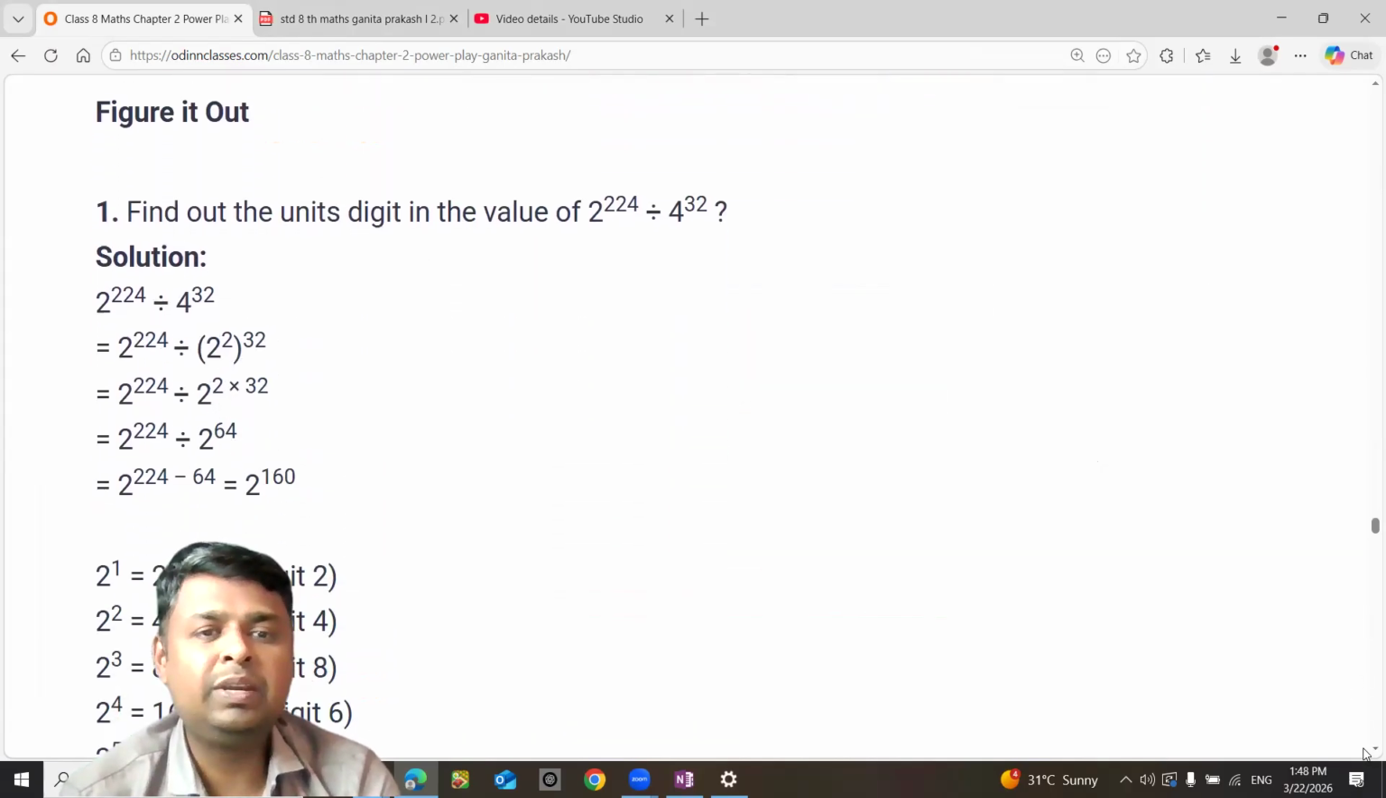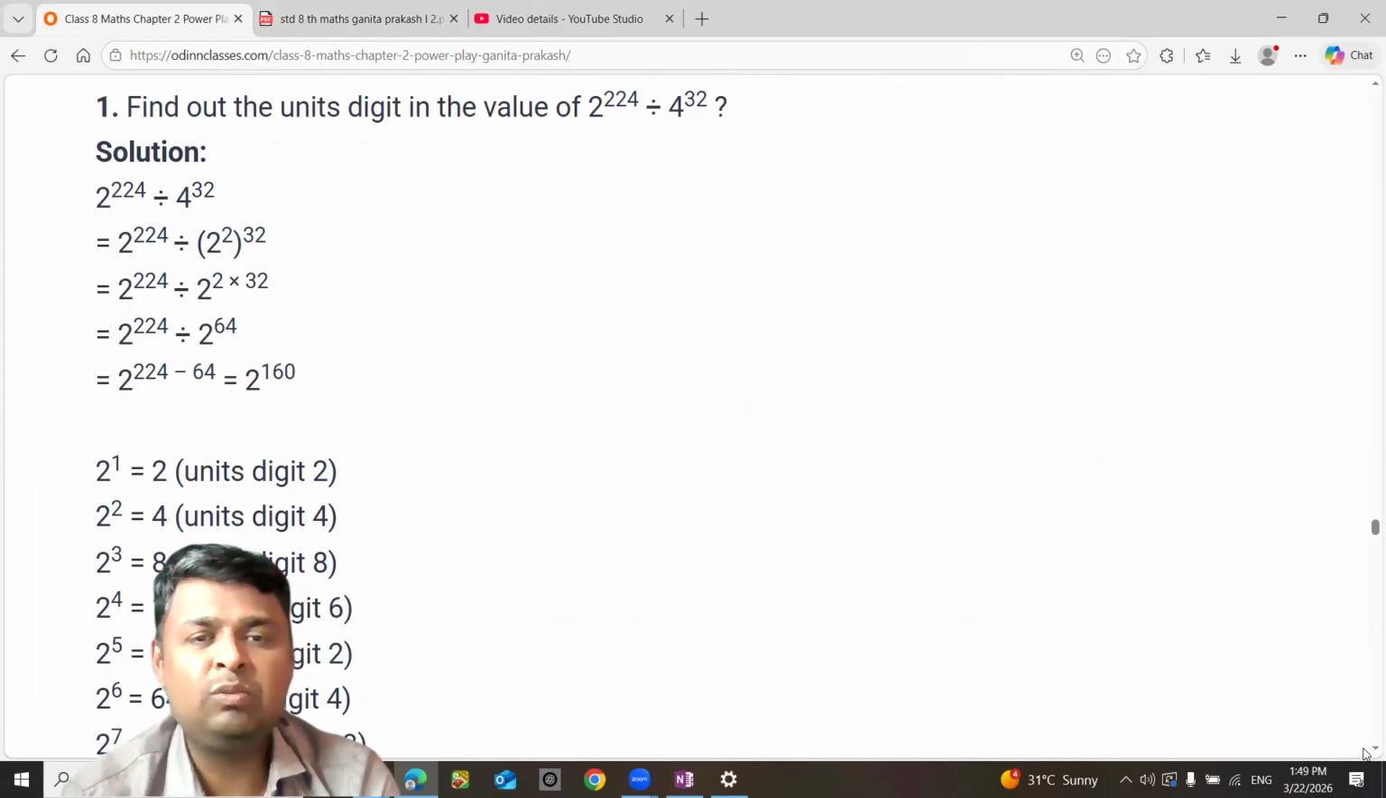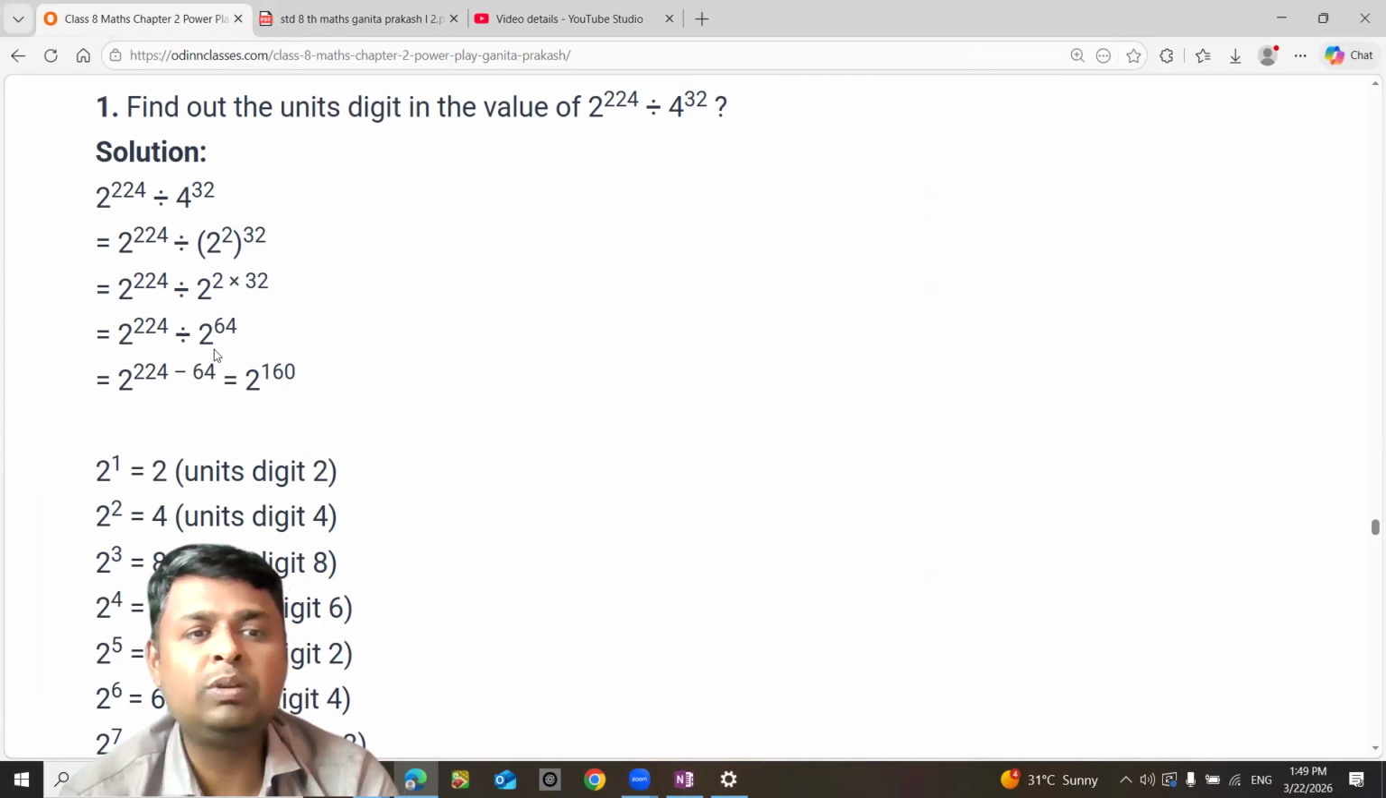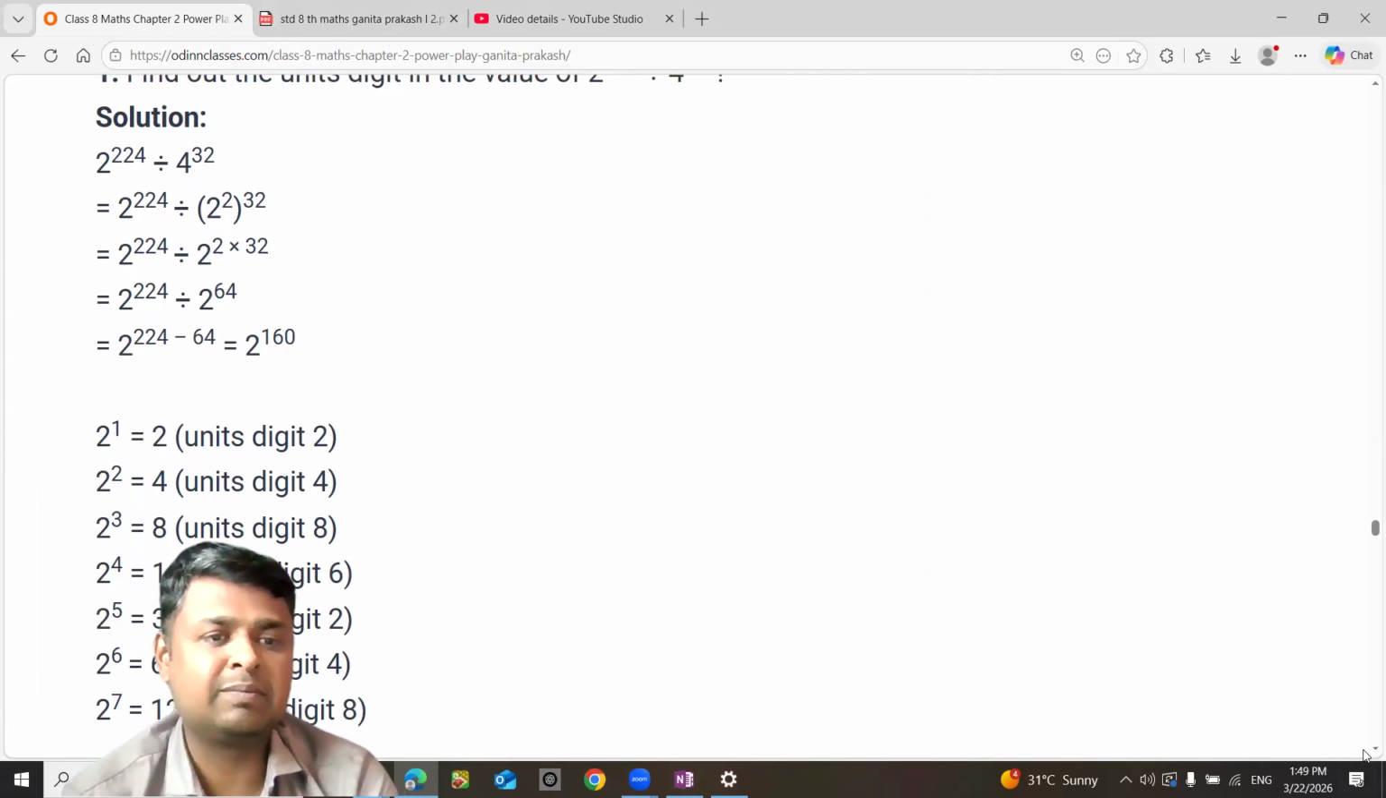Now find out the unit digit in the value of 2 raised to 224 divided by 4 raised to 32. So you can write 4 raised to 32 in the form (2 squared) raised to 32, so that will be 2 raised to 64. So 224 minus 64, that is 2 raised to 160.